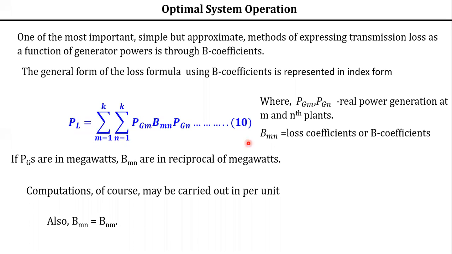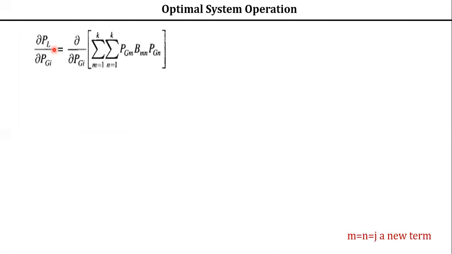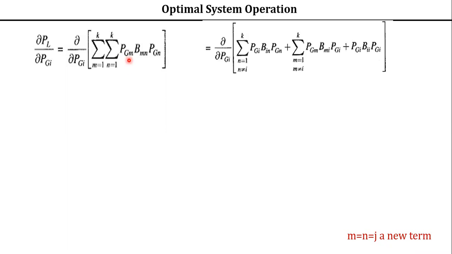Now when we take the partial derivative of this equation 10, this is what we are going to get. Dou PL by dou PGI is equal to dou by dou PGI of the equation which we have derived, that is equation 10. So incremental transmission loss is dou PL by dou PGI, that is dou PGI of PL. What is PL we have defined? This is the PL we have defined. Understood? So now you take the partial derivative with respect to PGI, and this is the resultant equation you are going to get.